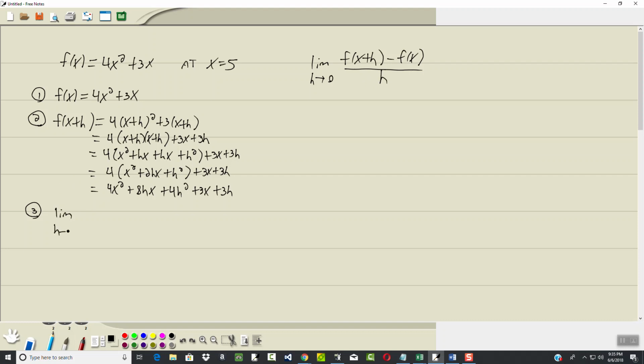So we have the limit as h goes to 0, and f of x plus h is first, so it's just this long piece. I have 4x squared plus 8hx plus 4h squared plus 3x plus 3h minus f of x. Now you always want to put parentheses here, assuming you have more than one term. Here we have 2 terms, so I'll put in the 4x squared plus 3x and h in the bottom.